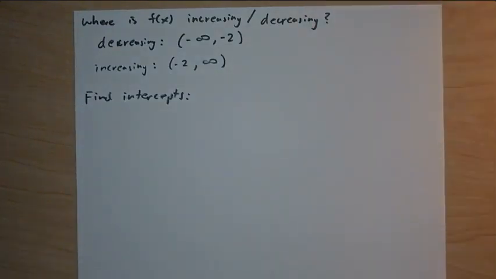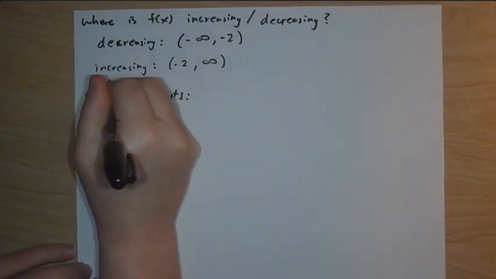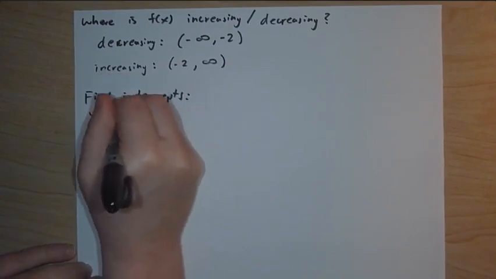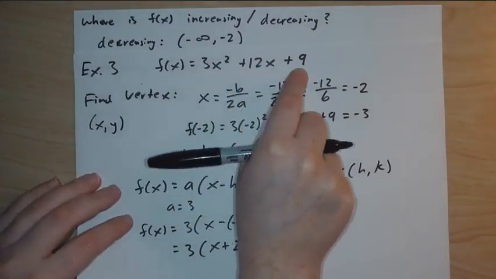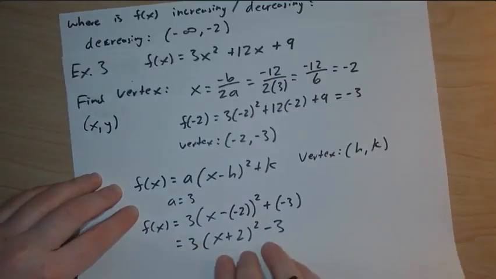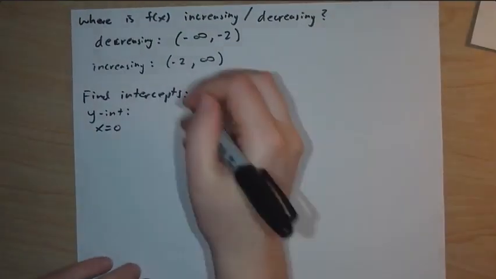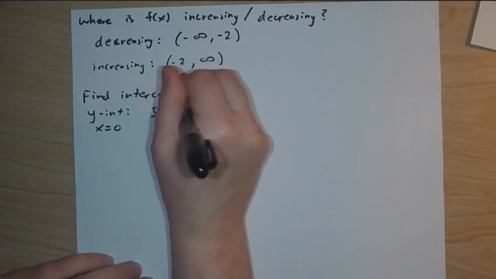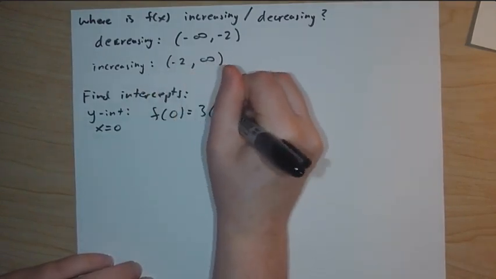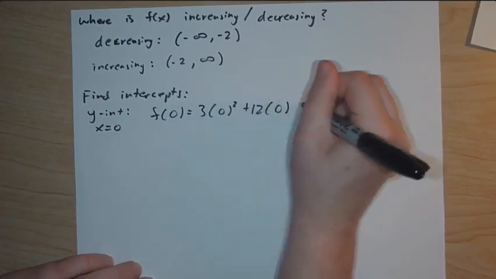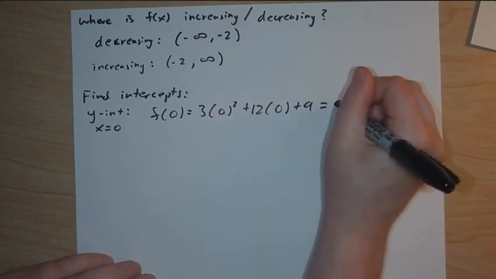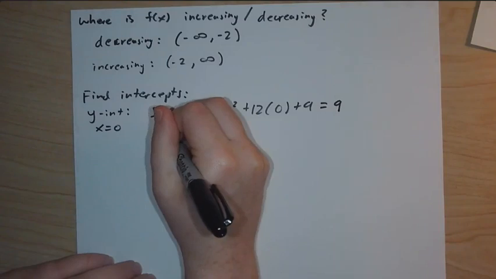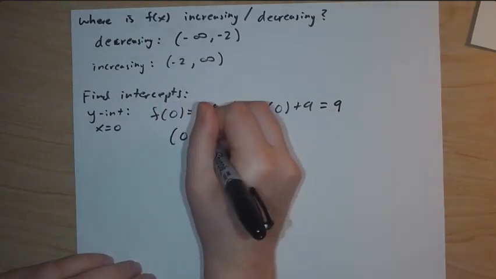The last thing we want to do is find the intercepts. First I'm going to find the y-intercept. The y-intercept is when x is equal to 0. So using our original function, where we have 3x squared plus 12x plus 9, I'm going to substitute 0 in for each x. So we have f of 0 is equal to 3 times 0 squared plus 12 times 0 plus 9. This term goes to 0, this term goes to 0. So f of 0 is just 9, which means our y-intercept is the point 0, 9.